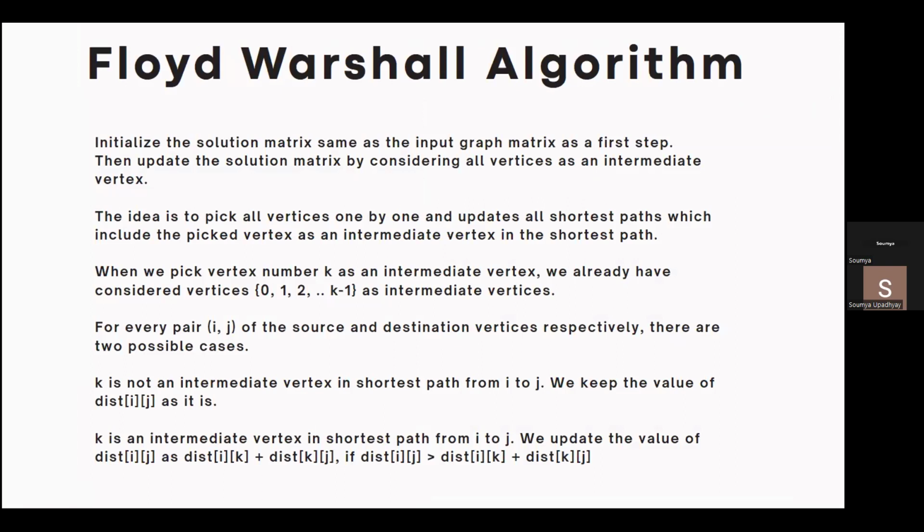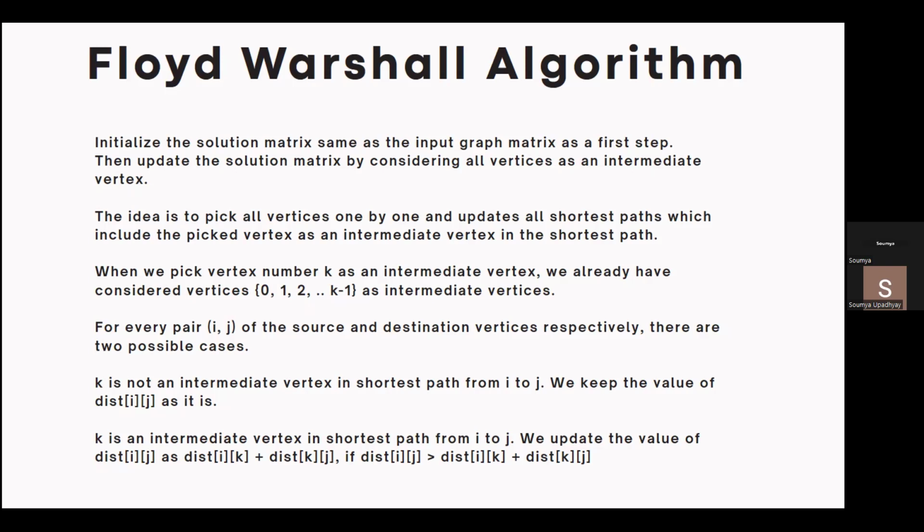The Floyd-Warshall algorithm. The first step is initializing the solution matrix, same as the input graph matrix. Then update the solution matrix by considering all the vertices as an intermediate vertex one by one. The idea is to pick all vertices one by one and update all the shortest paths which include the picked vertex as an intermediate vertex in the shortest path. When we pick vertex number k as an intermediate vertex, we already have considered vertices 0, 1, 2, 3 up to k minus 1 as intermediate vertices.